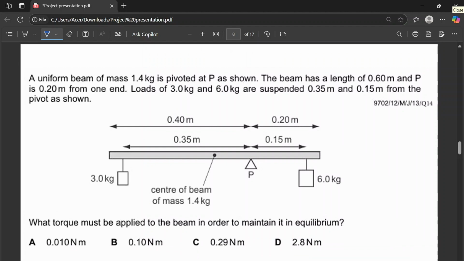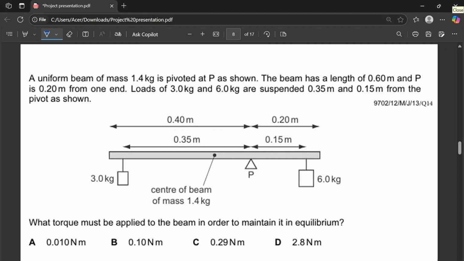Now it's time for our next question. A uniform beam of mass 1.4 kilograms is pivoted at P as shown. The beam has a length of 1.60 meters and P is 1.20 meters from one end. Loads of 3 and 6 kilograms are suspended 0.35 and 0.15 meters from the pivot as shown. In the diagram, you can see that everything is clearly defined. So what torque must be applied to the beam in order to maintain it in equilibrium?